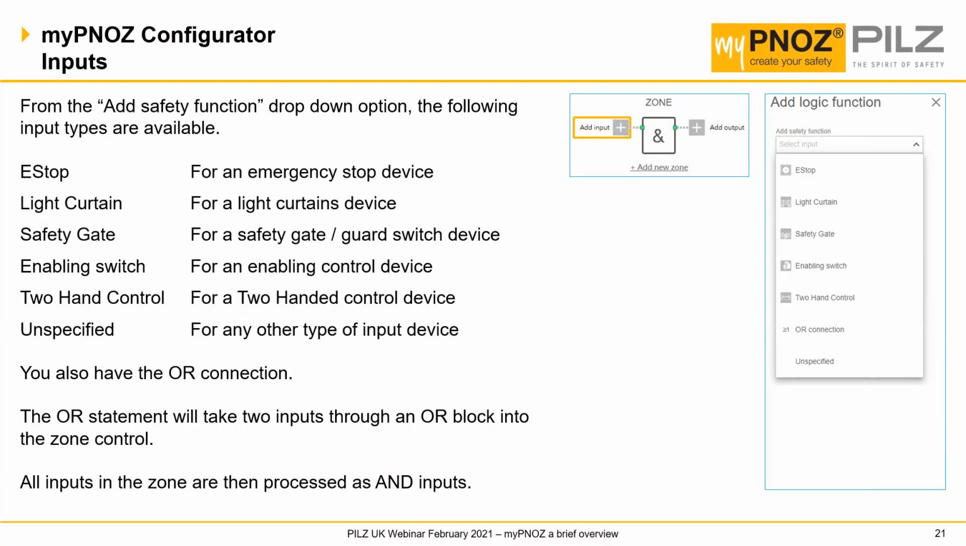The options available to you come from a drop-down box, and you add the safety function. You have the option of an e-stop, where you'd fit an emergency stop device, a light curtain for light curtain devices, a safety gate for a safety gate or a guard switch device, an enabling switch for enabling control device, a two-handed control for a two-handed control device, and there's an unspecified device as well, which allows you to take any other sort of input device.